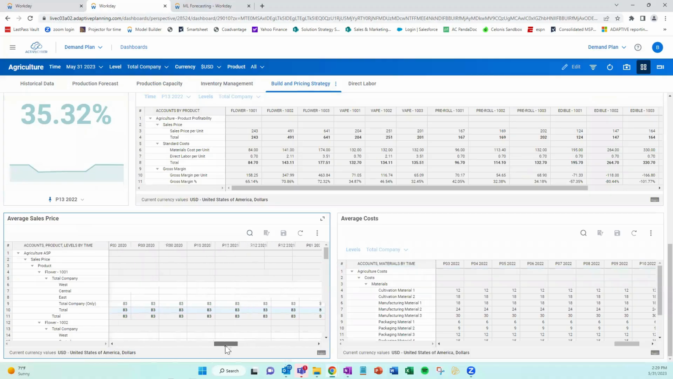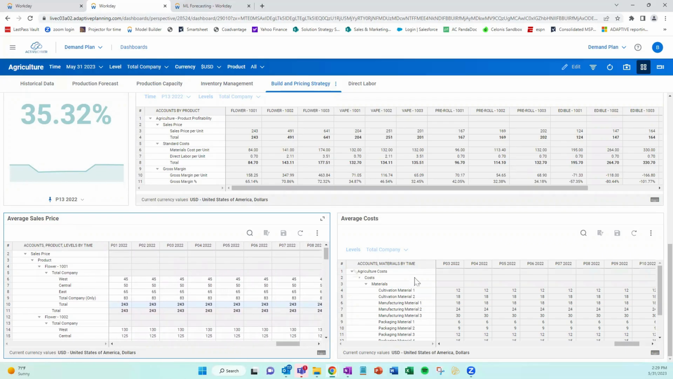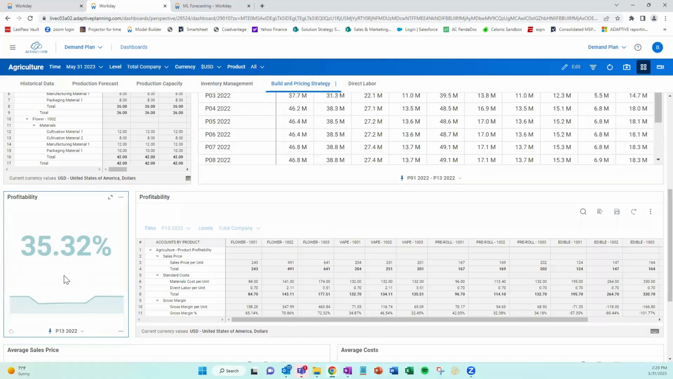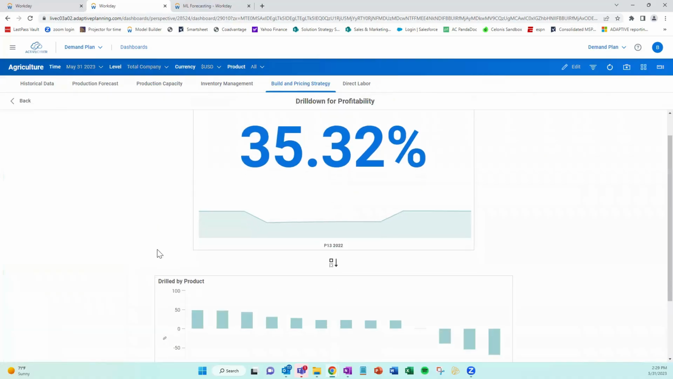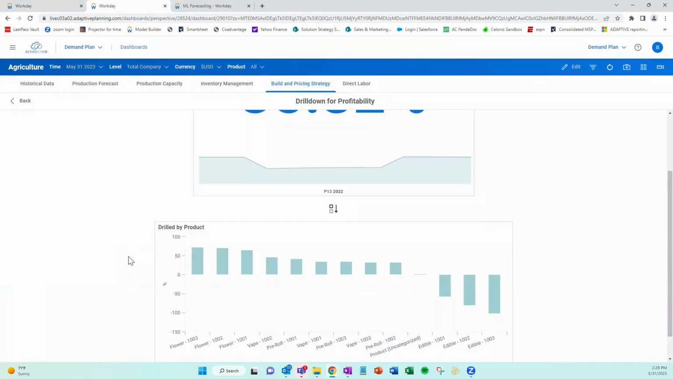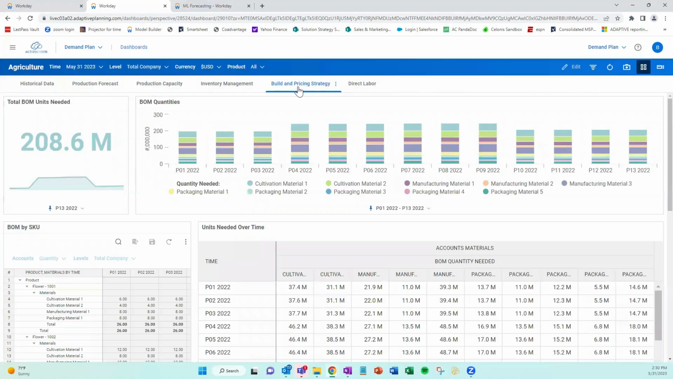Then we leverage inputting our price assumptions here for our various products associated with costs to ultimately calculate our profitability. This is a very key metric. Maybe we want to see product by product, how are we doing? Like we saw a little bit earlier, our edibles are lacking as opposed to our flowers, our vapes, and our pre-rolls in profitability. So maybe that's something that our supply chain team needs to assess internally.